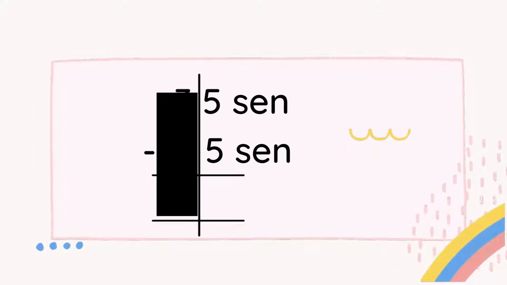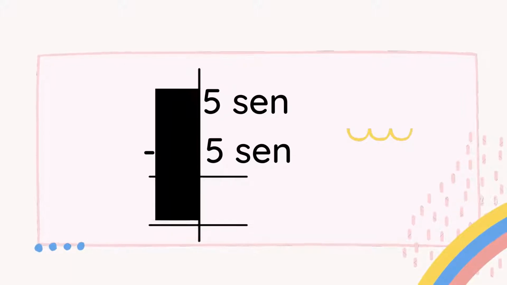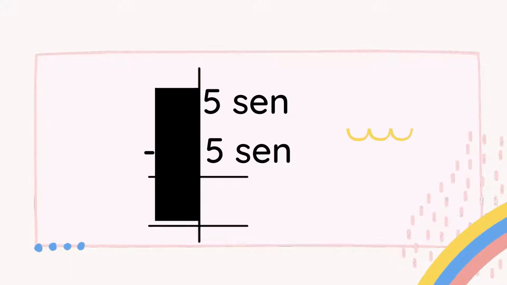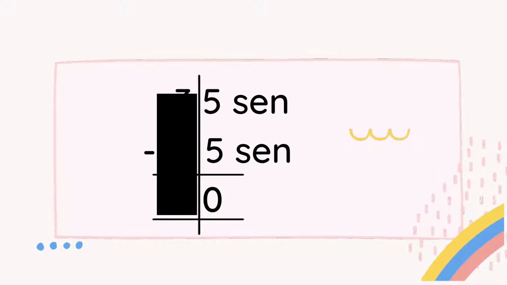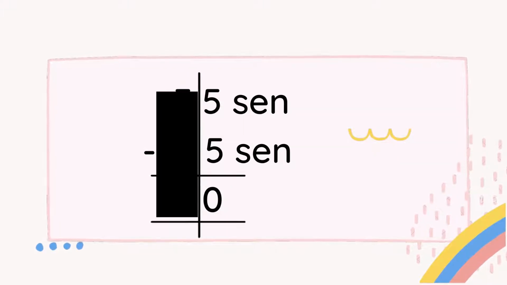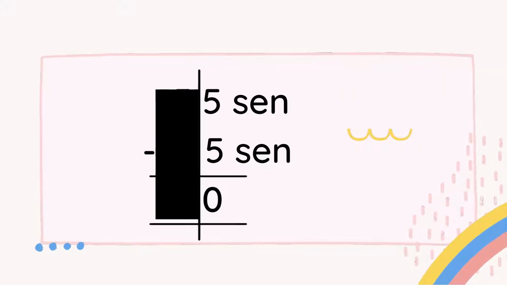So now we start counting. We start counting starting from place value 1. So 5 minus 5, what do you think? What is the answer? This one is very easy. 5 minus 5 is equal to 0.